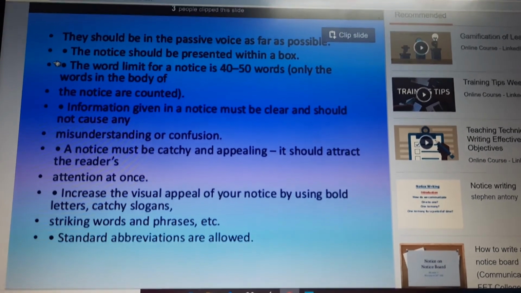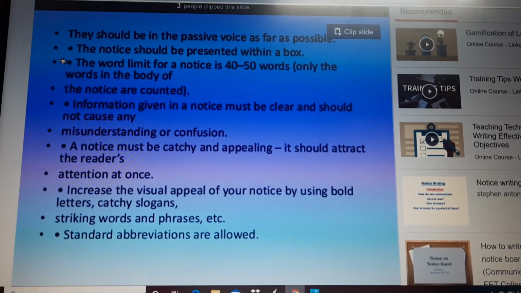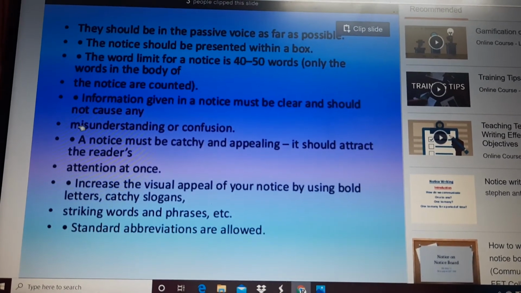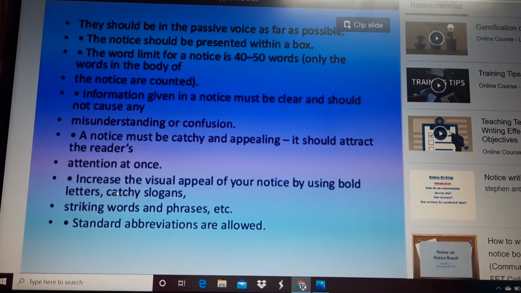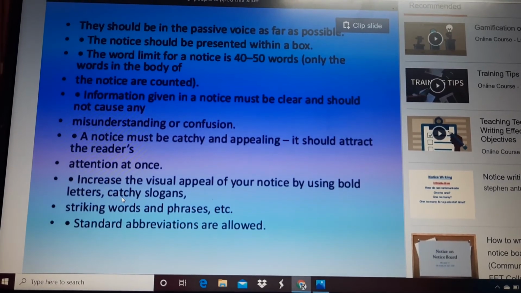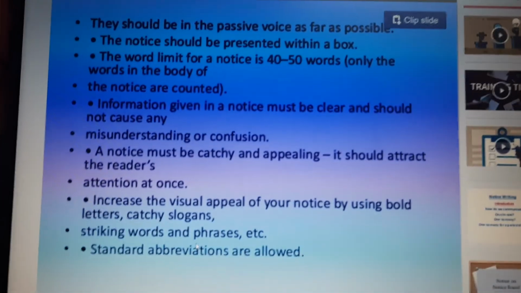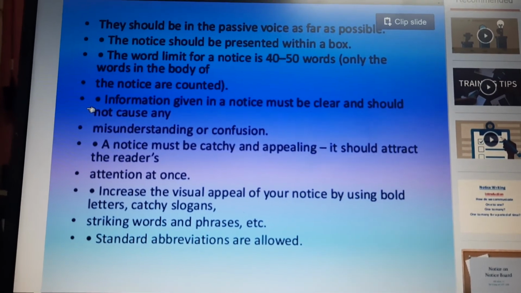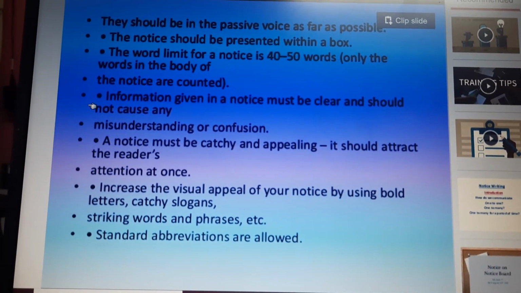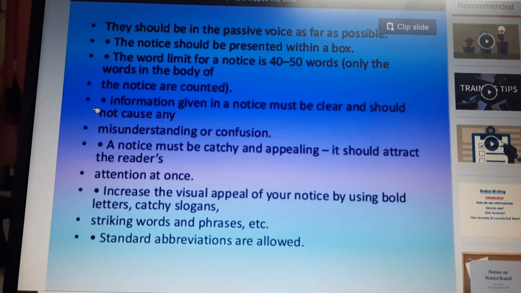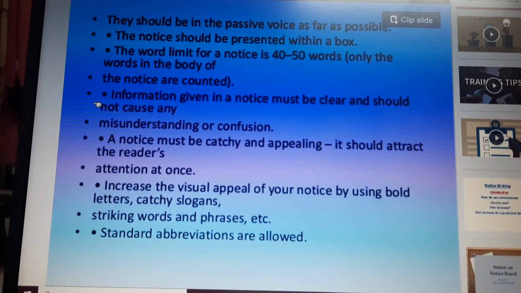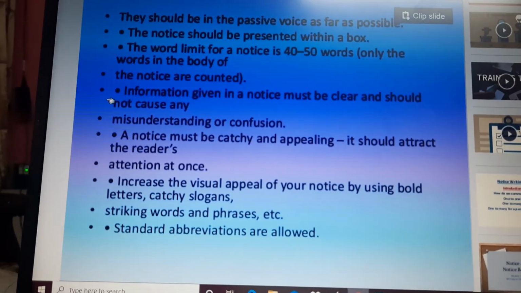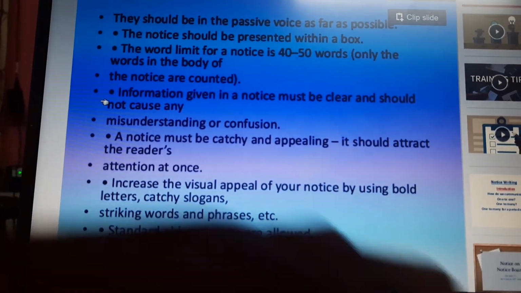It should attract the reader's attention at once. So it should be very attractive. And increase the visual appeal of your notice by using bold letters, catchy slogans, striking words and phrases. Standard abbreviations are allowed. So as far as possible, you must try to make your notice clear, and it should be attractive without causing any scope for misunderstanding or confusion. And above all, you can use different kinds of fonts to make your notice appear attractive.